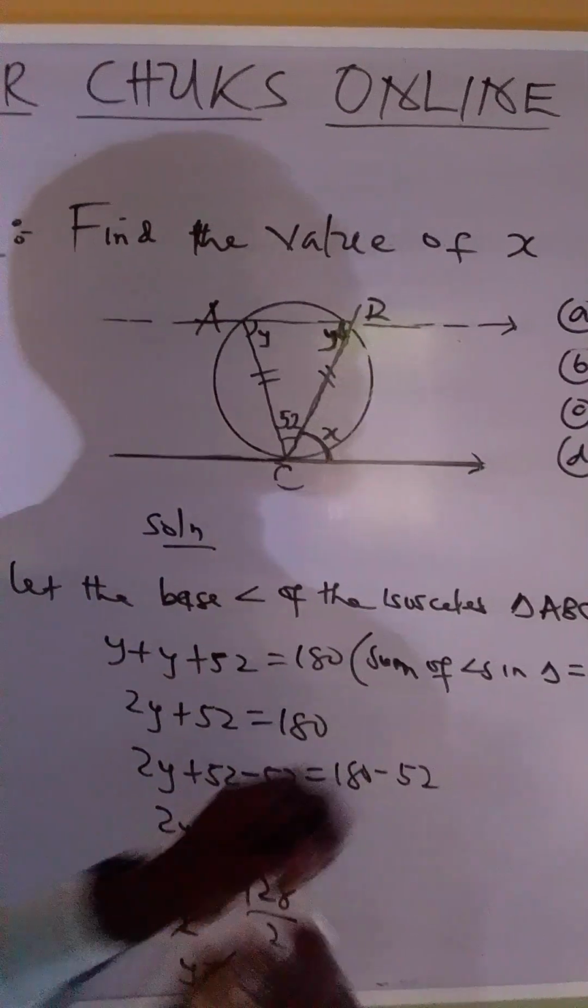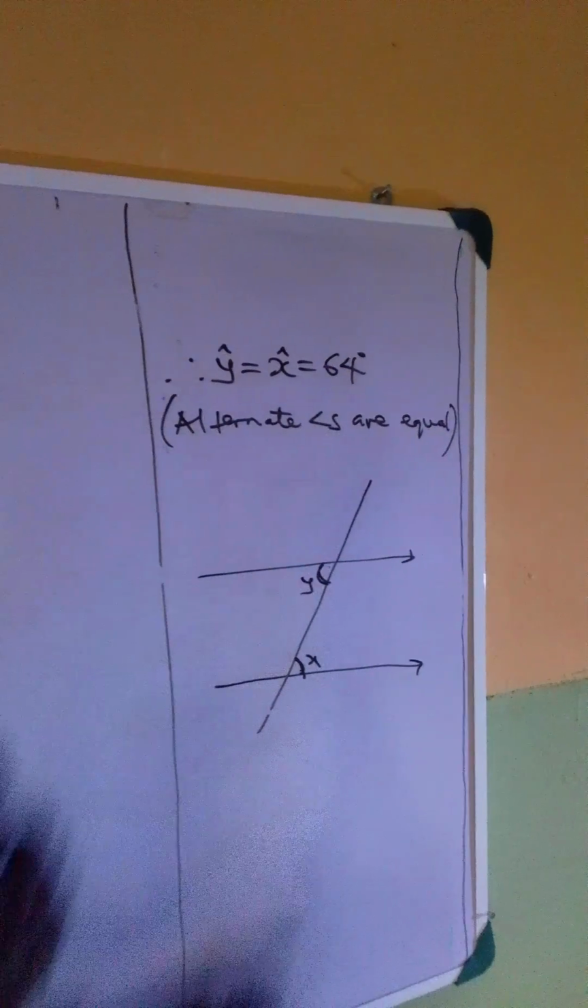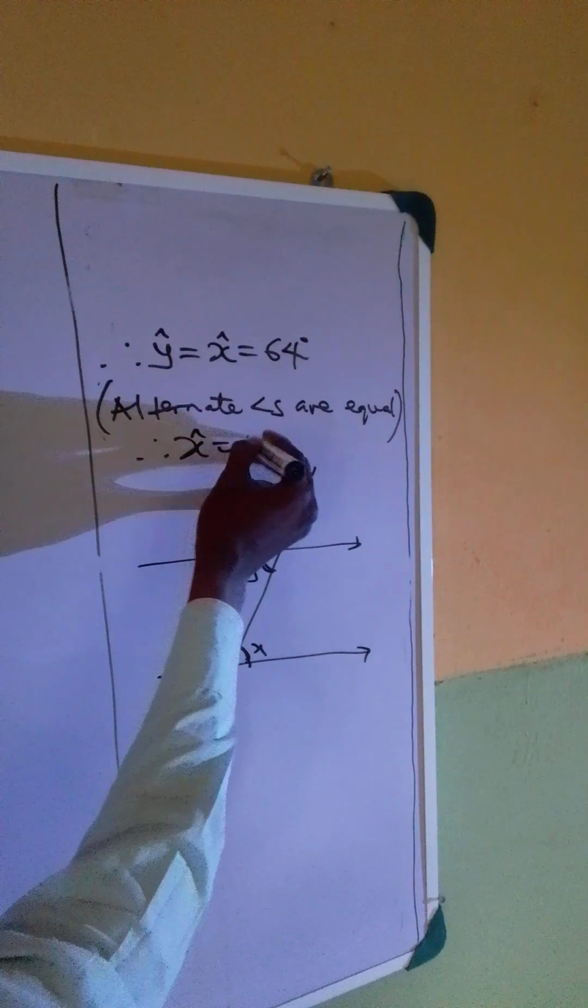So the angle y therefore is equal to angle x, which is equal to 64 degrees. Therefore angle x is equal to 64 degrees, and that is option D.